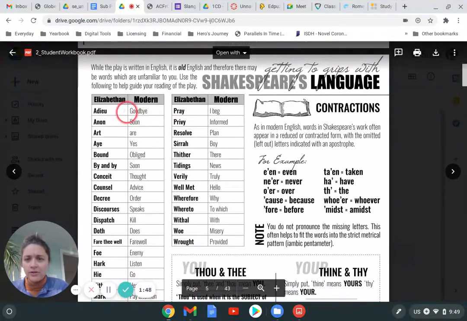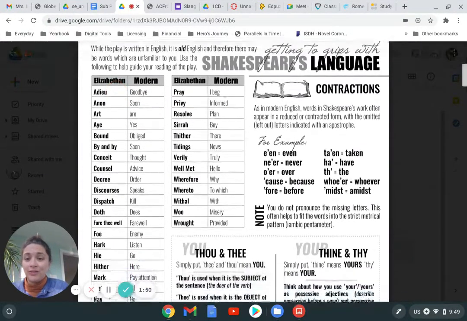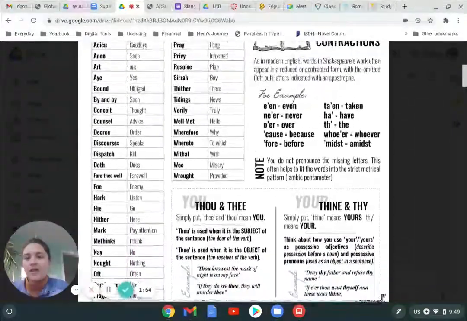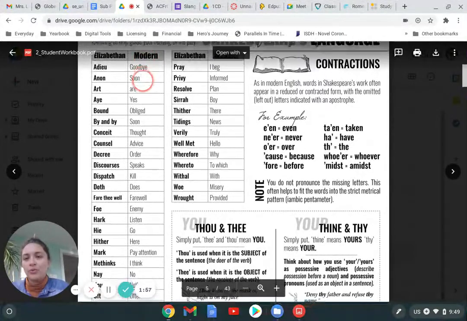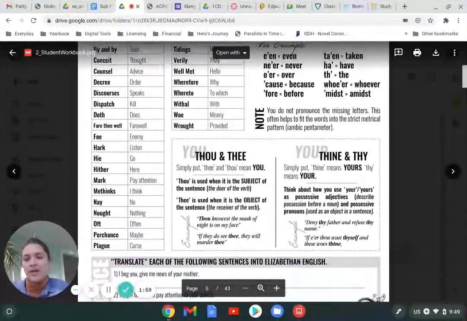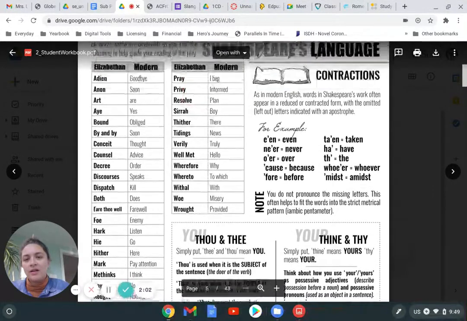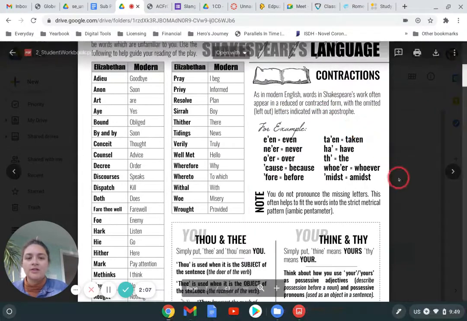So as you'll see over here, you've got the Elizabethan words. This is like your little vocab cheat sheet, right? And then to the right of that are the modern words, what they mean. And then here again, Elizabethan, and then modern. You'll notice over here that Shakespeare's contractions are very strange.